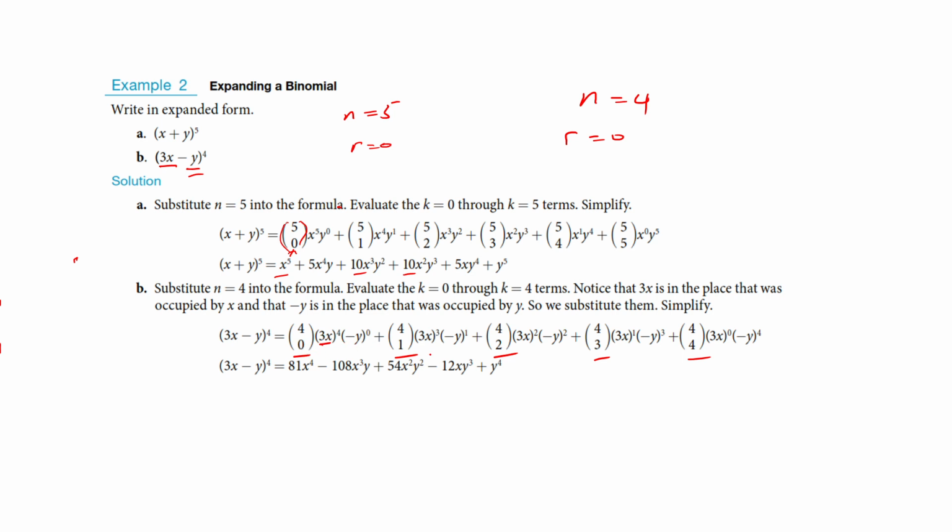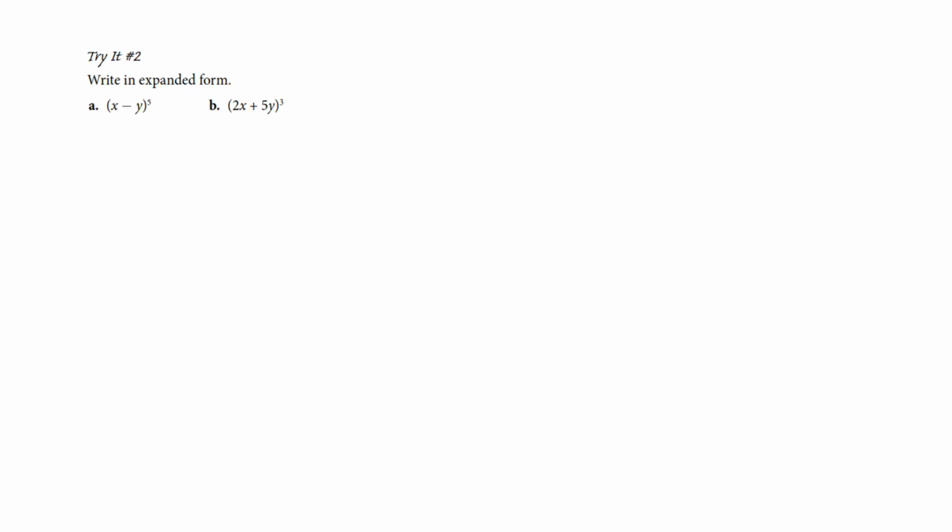So we just have to crunch this math now. Now, I know this doesn't look simple. It looks totally crazy, but this is a whole lot better than foiling these out. Otherwise you'd have to do 3x minus y times 3x minus y times 3x minus y. So this is a clever way to expand a binomial based on this formula, this pattern.